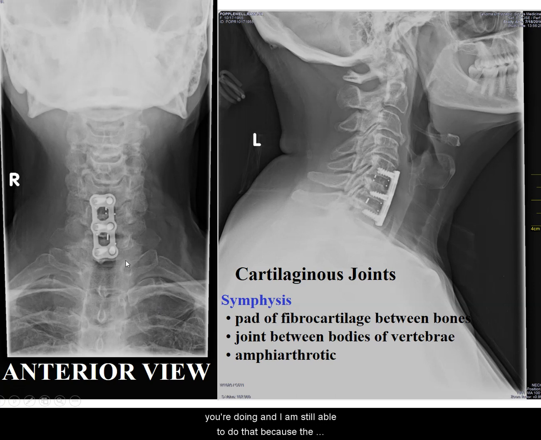And I am still able to do that because the movement between 2 vertebrae is amphiarthrotic. Very little movement is allowed. It is the collective movement of all these vertebrae that allow for the full range of motion of the neck and the spine.